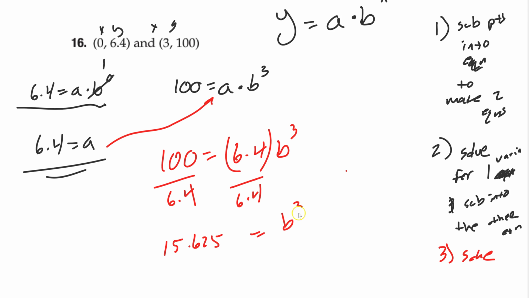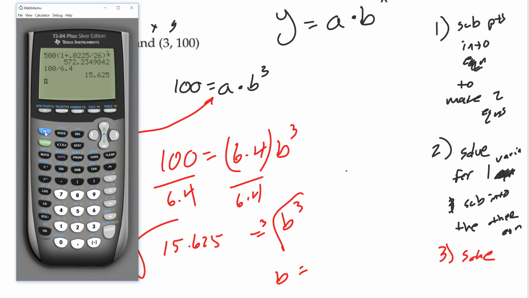equals b cubed. And then we had to get rid of the b cubed, so cube root it. Get rid of the cubed. And b equals, I'm going to use my calculator again, because I don't know what that is. Should I go to math? Math has a cube root. And I get 2.5.